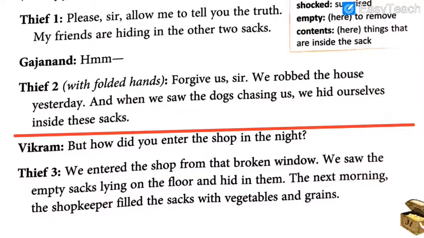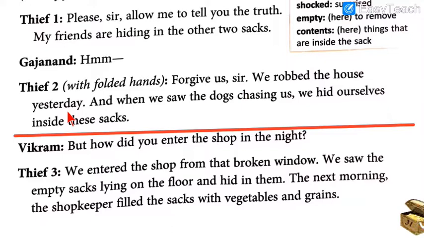You know, when someone scolds you, you join your hands, you fold your hands, and you say sorry. Same way, thief 1 was the first person to jump and come out of the sack, and then he said the truth. Now, when thief 1 already said the truth that his friends were there in a different sack, thief 2 also came out. Immediately he folded his hands and said, "Sir, please forgive us." Means he was asking for forgiveness.